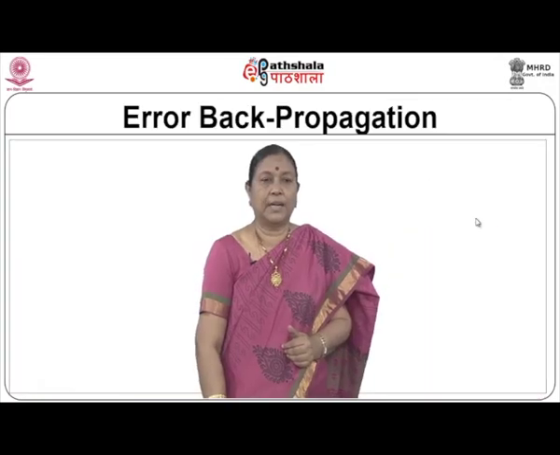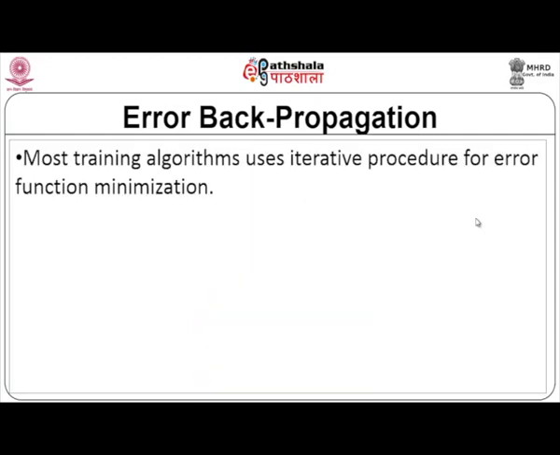So, let us look at error backpropagation. Most training algorithms use an iterative procedure for error function minimization. You remember we started by saying in the previous class that we are talking about minimizing the error. So, training is basically about minimizing the error between the output we get and the expected output. So, each iteration involves two steps.